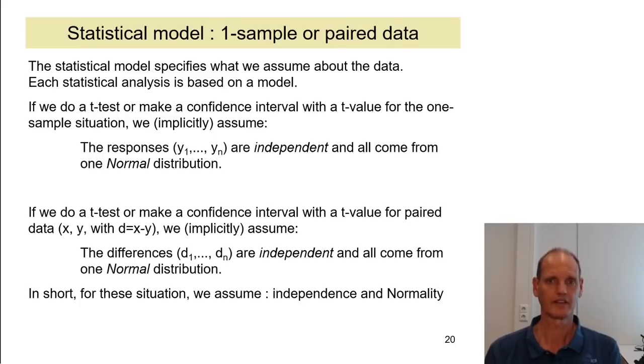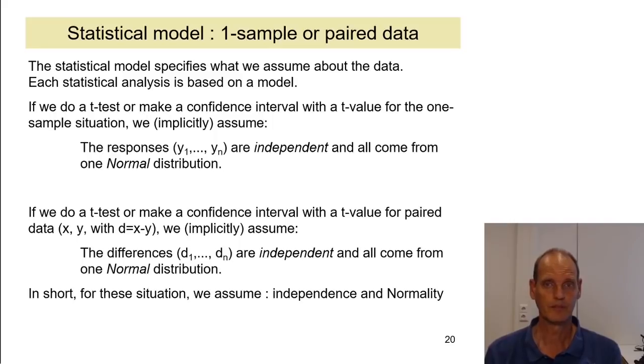Each statistical analysis is based on some kind of statistical model. For example, if we do a t-test or make a confidence interval with a t-value for the one sample situation, we assume, whether we know it or not, that the responses y1 up to yn are independent and all come from one normal distribution. So that's what we assume. And if that's not the case, if we have two completely different groups or so in our data set, then this may influence the results very strongly.